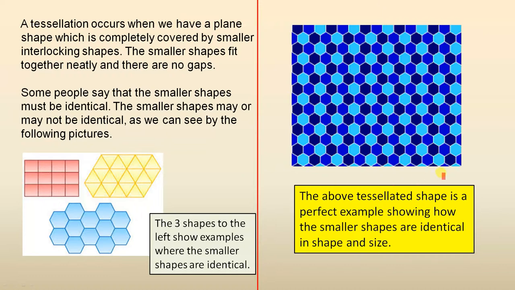The above tessellated shape is a perfect example showing how the smaller shapes are identical in shape and size. So there's another example where the shapes are identical. These could be floor tiles, for example.